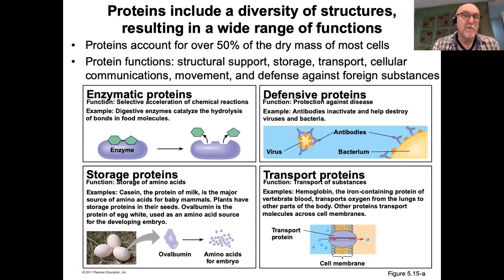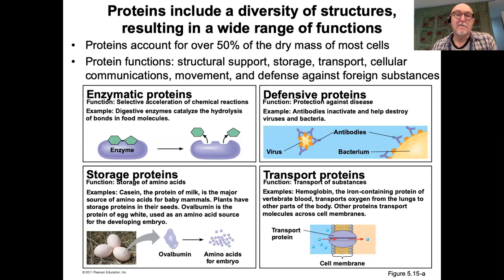The next use is as storage. This is most clearly seen in something like an egg, where a huge amount of nutrient is lodged in the form of protein, which can be accessed by an embryo. In an egg, for example, the white of the egg is almost entirely a substance called albumin, which is a very long, very big protein. And that's a store of nutrient for the embryo.